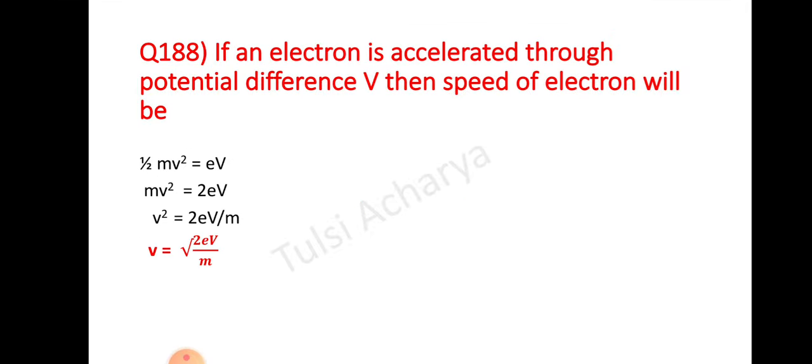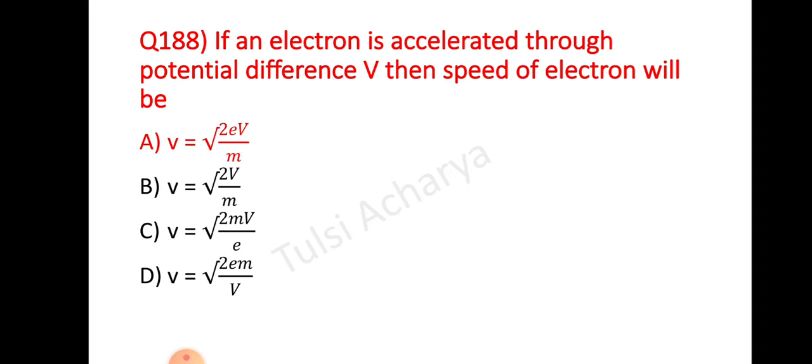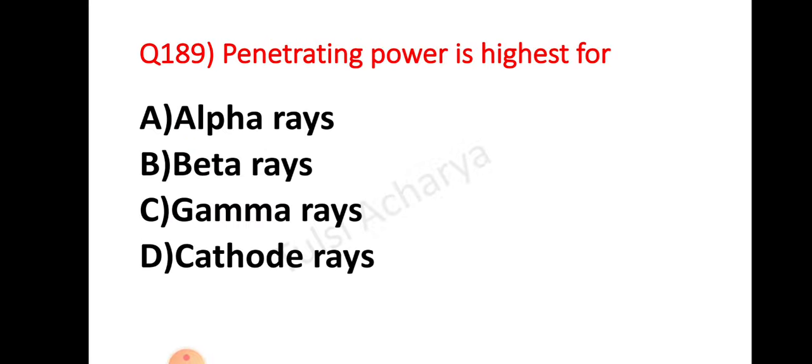So this eV gives the necessary kinetic energy, half mv square, and by solving this we get velocity is root under twice eV divided by m. This capital V is voltage, so root under twice eV by m is the right answer for question number 188. That is option choice A. Now let's move to question number 189.